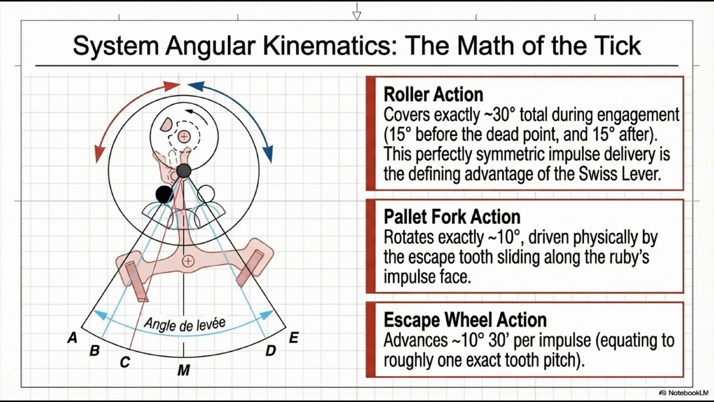The key insight here: those 30 degrees of roller impulse translate into just 10 degrees of fork rotation. The 3-to-1 ratio is the kinematic lever ratio of the assortment, built into the geometry of the center distances.